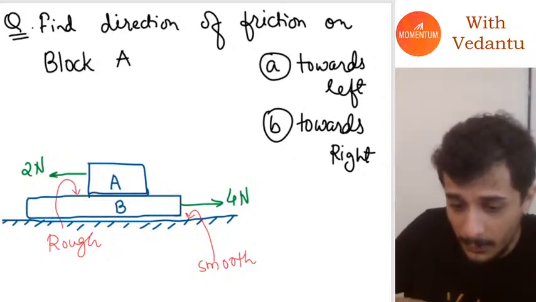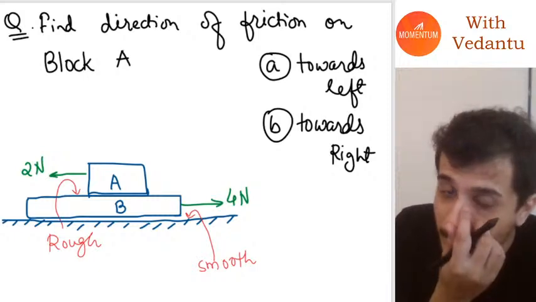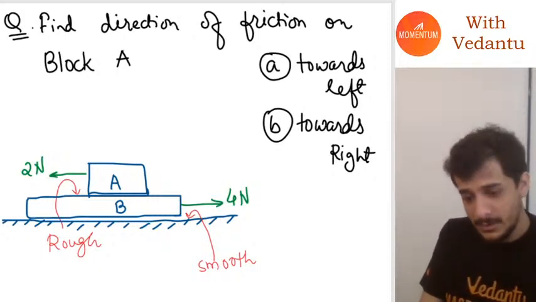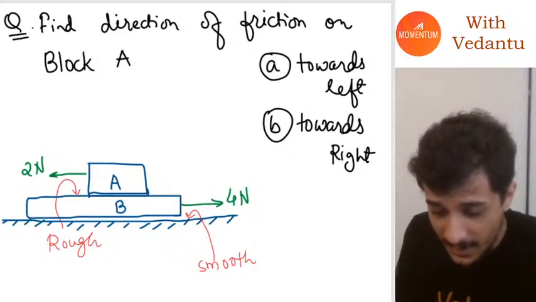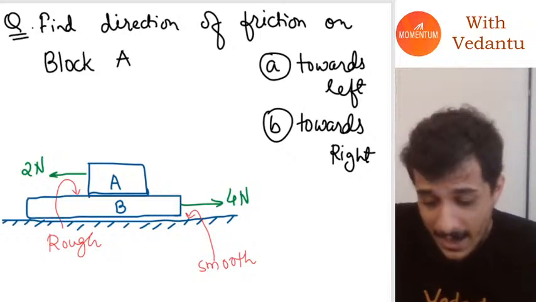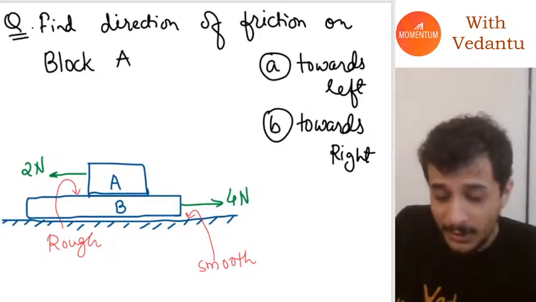In this case tell me what will happen. The friction on block A will be in which direction? Towards right or towards left? Option A or option B? Ritesh Pathak is saying A and Entertainment 2015 is saying B. Amandeep Kaur is saying A.